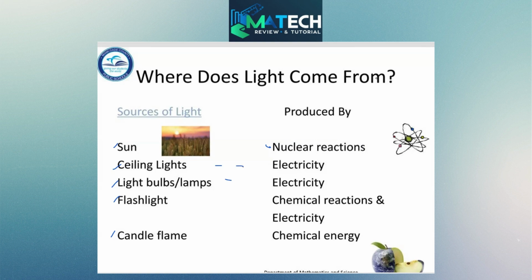This light is produced by electricity. It needs electricity to produce light. For the flashlight, it is a chemical reaction and electricity, because some flashlights need, let's say, a battery. A battery is a chemical reaction that produces electricity, or produces light. A candle flame is also chemical energy because of the wax that they are using.